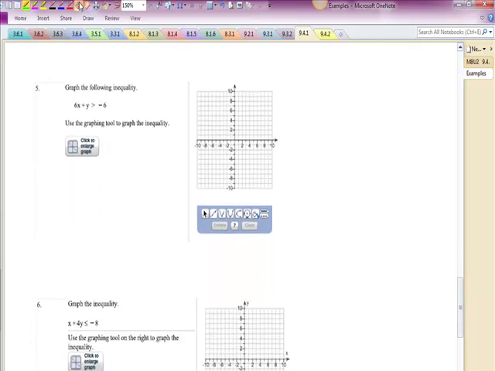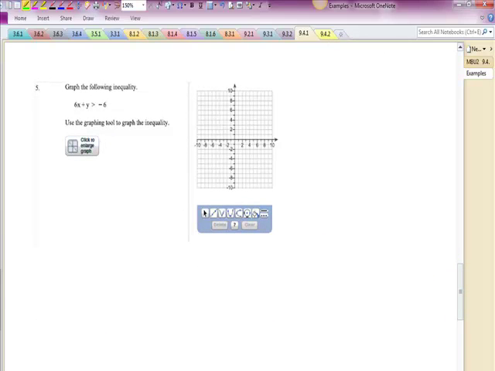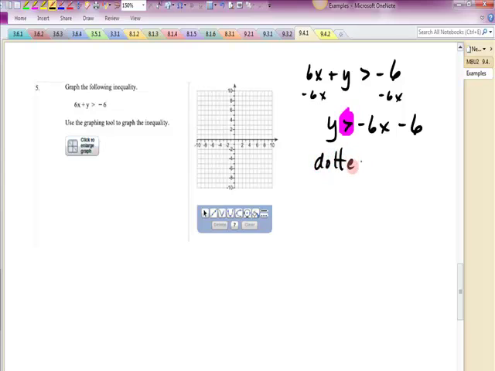Okay, we have a couple more. I have 6x plus y is greater than -6. Subtract 6x from both sides. That gives me y is greater than -6x minus 6. The inequality symbol is right there. Because there's no equal with it, I know it will be a dotted line. And it's a greater than, so I will shade above.